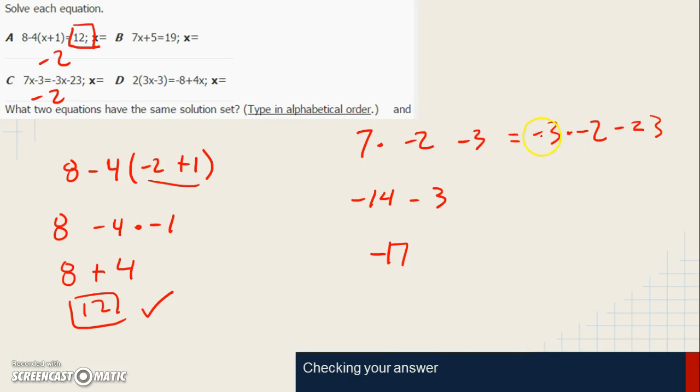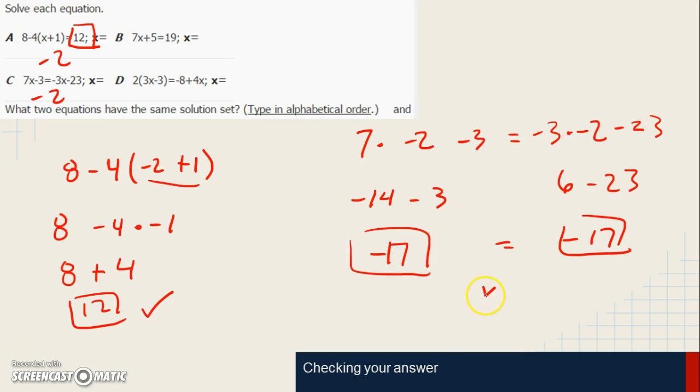Let's see what happens. So we have negative 3 times negative 2 is a positive 6 minus 23. And 6 minus 23 is a negative 17. So you can see that we also got the same value, so we know that negative 2 is the correct answer for this one as well. That's how you check your answers with solving equations.